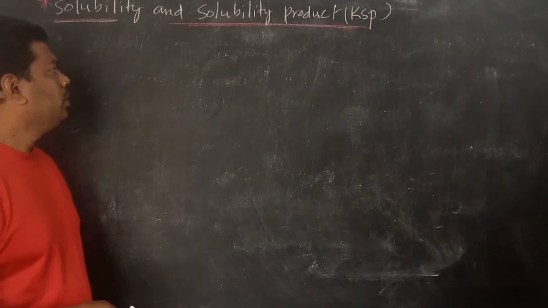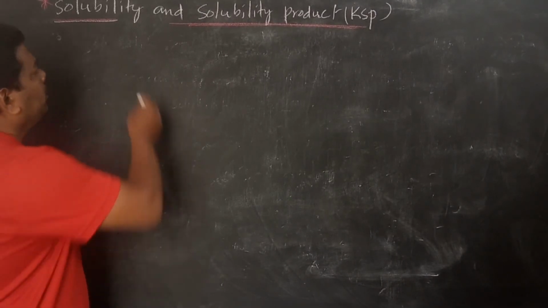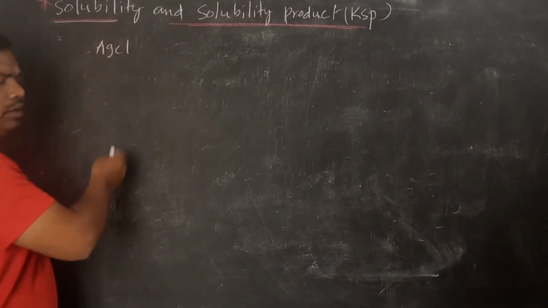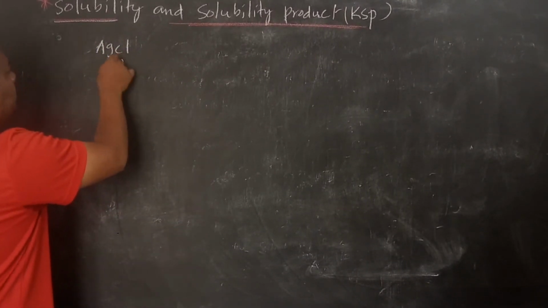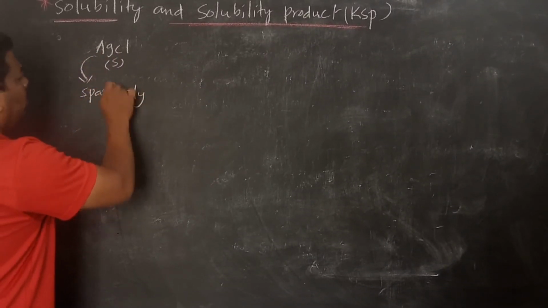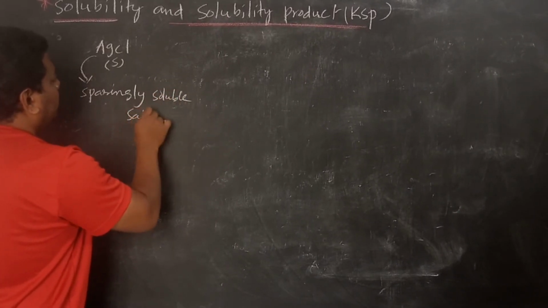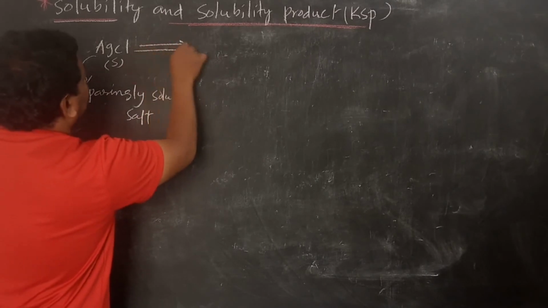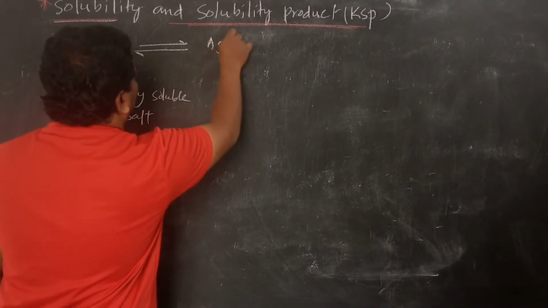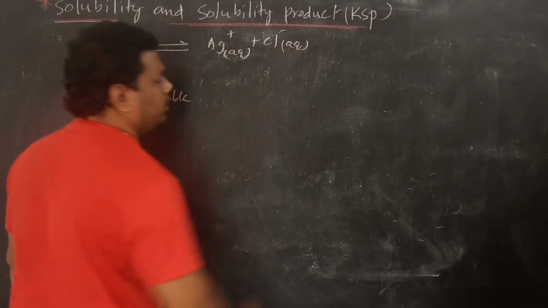Okay, so the first factor. We will take an example of a sparingly soluble salt. For example, the common salt AgCl, silver chloride, which is sparingly soluble. A lot of salts are like this. It forms an equilibrium between Ag plus aqueous and Cl minus aqueous.